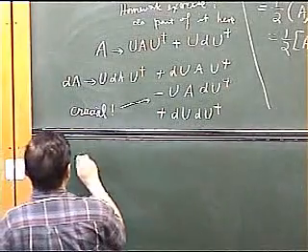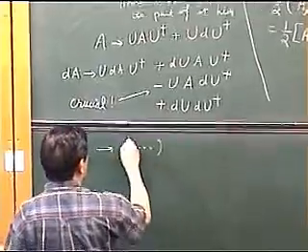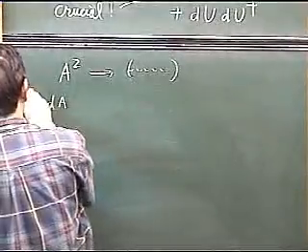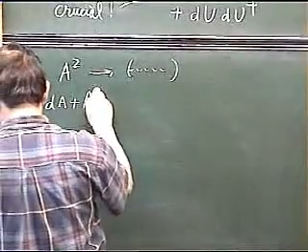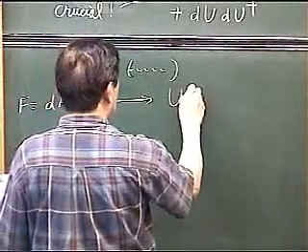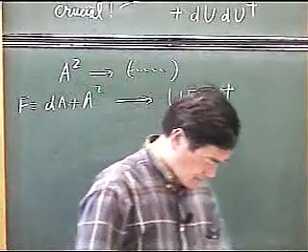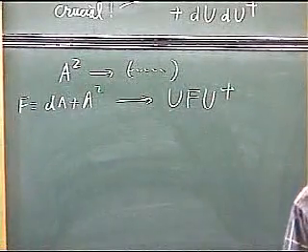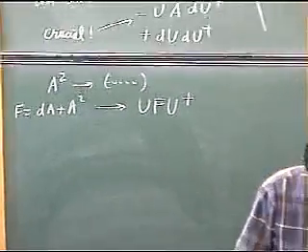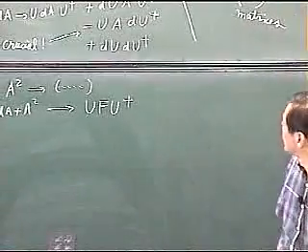Okay? So the homework problem, your job is to figure out how A squared transforms, and then you add these two lines, and you will find that F equal to dA plus A squared transforms in a very nice way. It transforms like U F U dagger. Okay? So are there any questions?